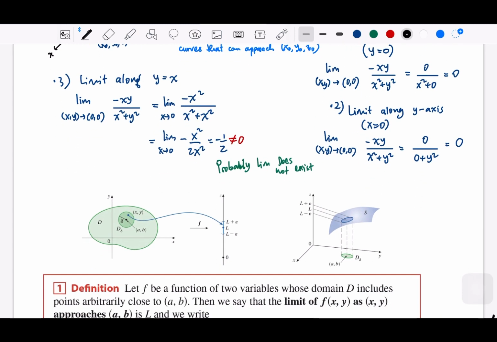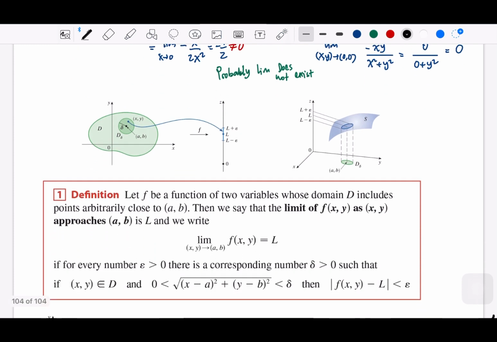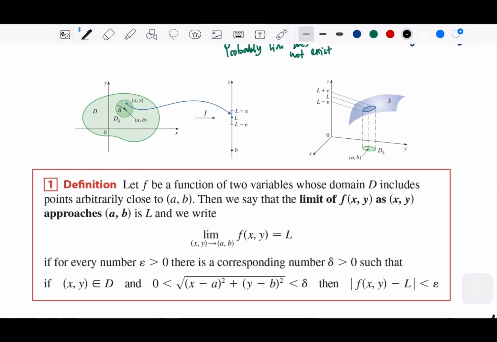So let me describe the definition here. If we have a two-variable function with some domain, and the domain is close to some point described as (a, b), then we say the limit of the function of two variables f(x, y) as (x, y) approaches (a, b) can be written as the limit as (x, y) approaches (a, b) of f(x, y) equals L.